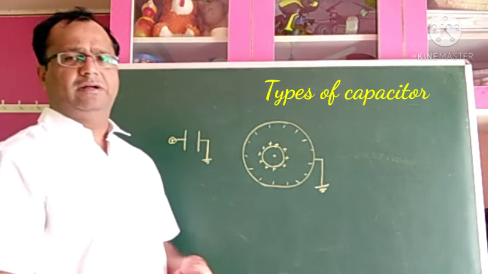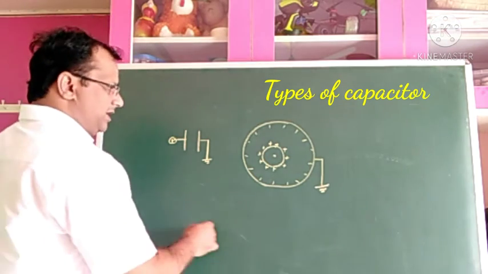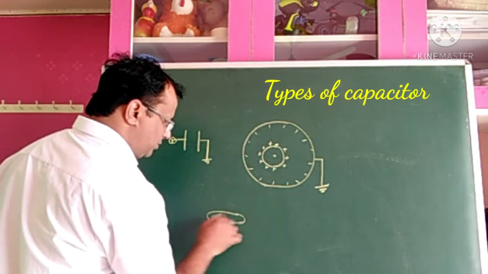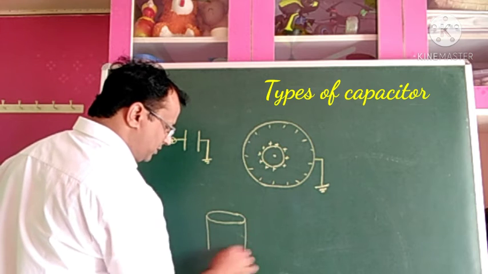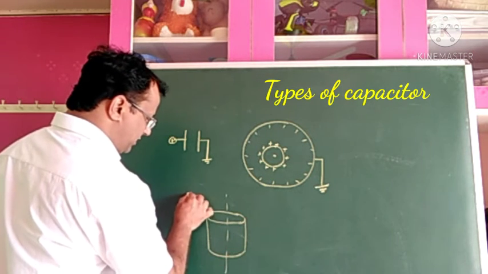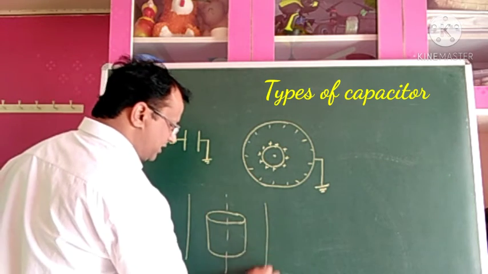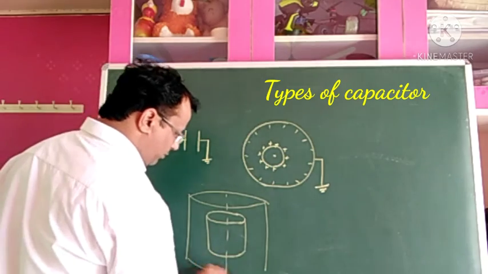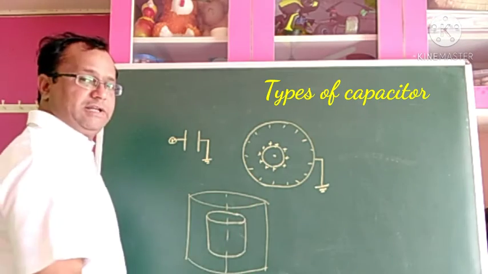Again we get the third capacitor, that is the cylindrical capacitor. In a cylindrical capacitor, we take two cylindrical plates. This will be the first one. Suppose this is the axis. Then this will be the second plate. Again, the shape of both plates is cylindrical, right?